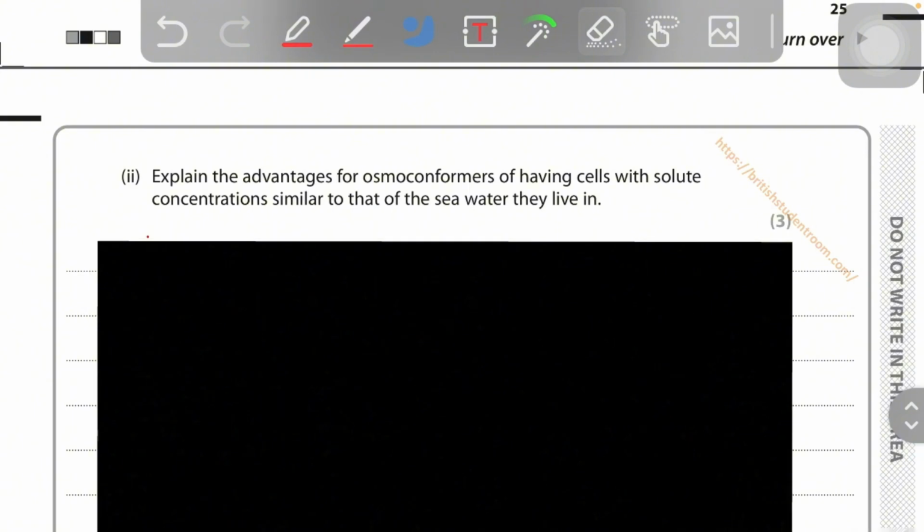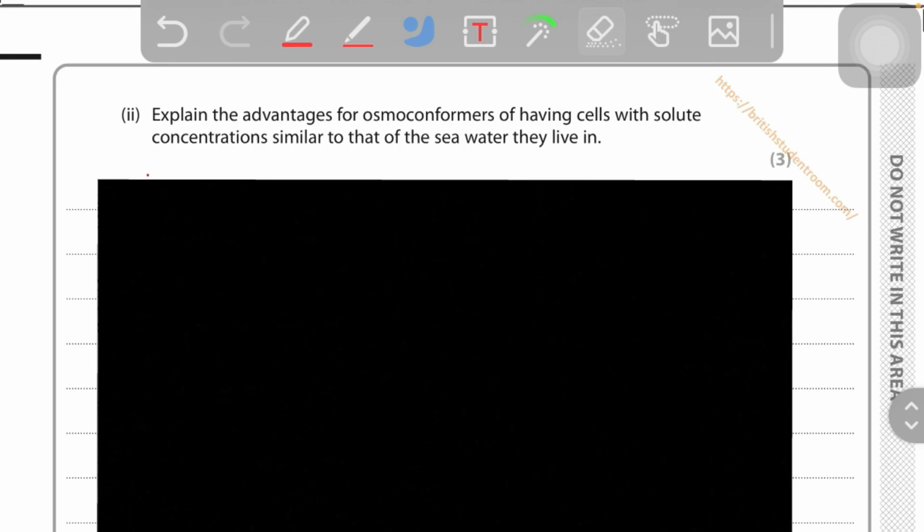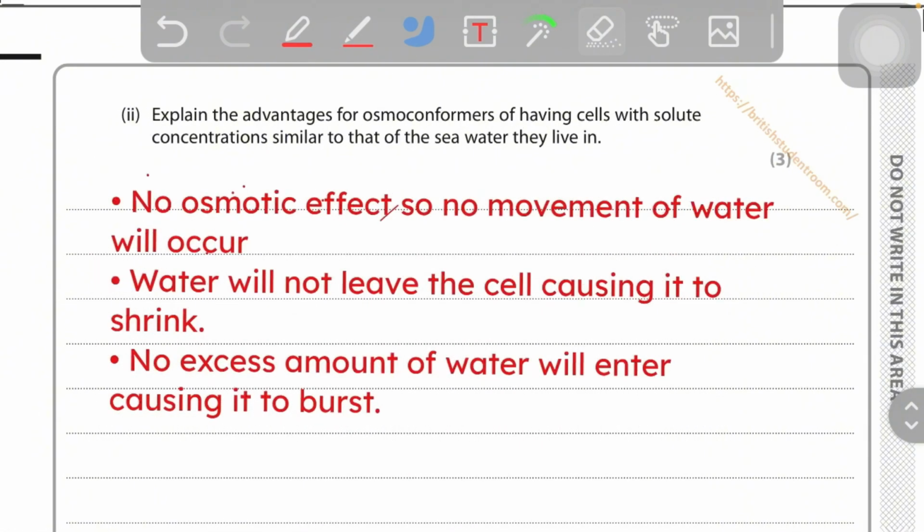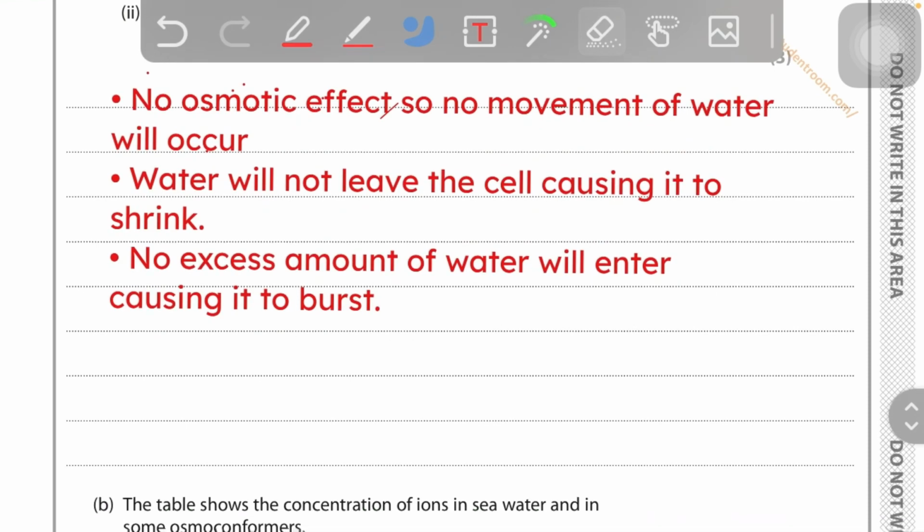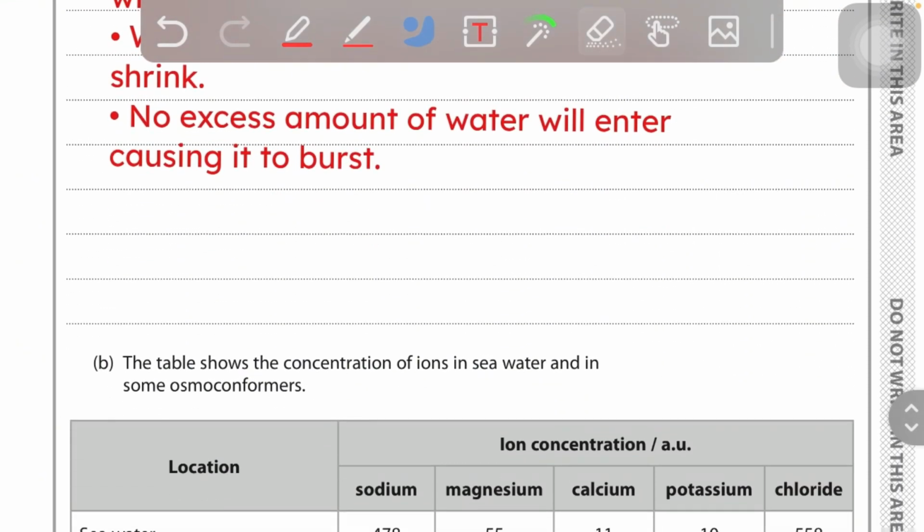Explain the advantages for osmoconformers of having cells with solute concentration similar to that of the seawater they live in. No osmotic effect, so no movement of water will occur. Water will not leave the cell, causing it to shrink. No excess amount of water will enter, causing it to burst.